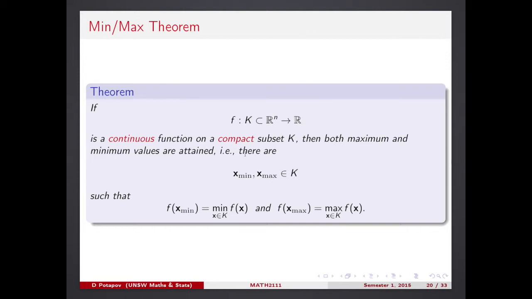You see there are points x, which I called x min, and x max, from K, such that at x min we are getting exactly the minimum value of my function. At x max you're getting the maximum value of your function. That's the first result we need to know. And the second one is the intermediate value theorem.